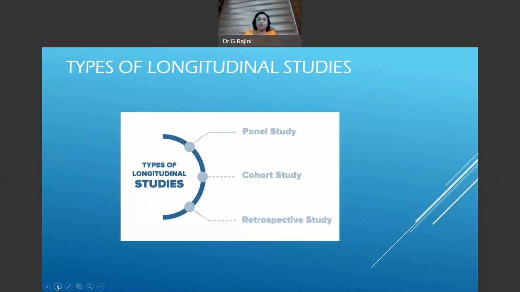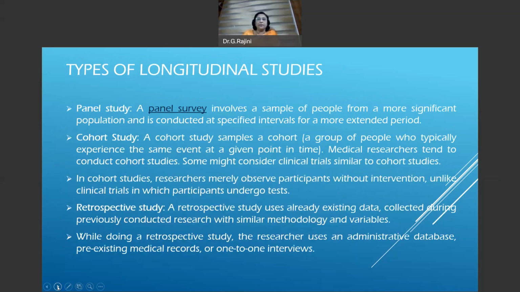Types of longitudinal study: we have a panel study, a cohort study, and a retrospective study. A panel study involves a sample of people from a larger population, and it is conducted at specific intervals for an extended period.